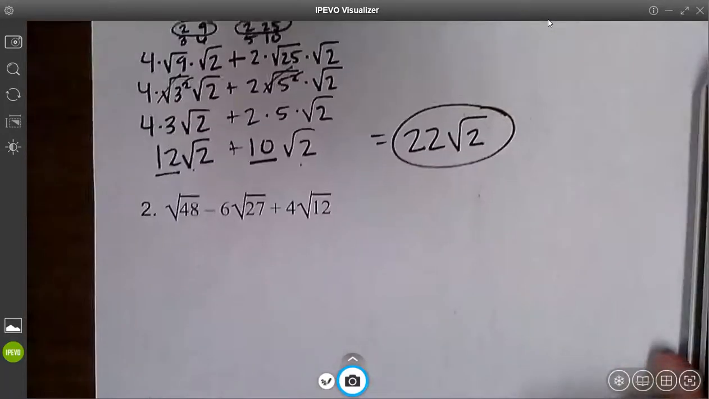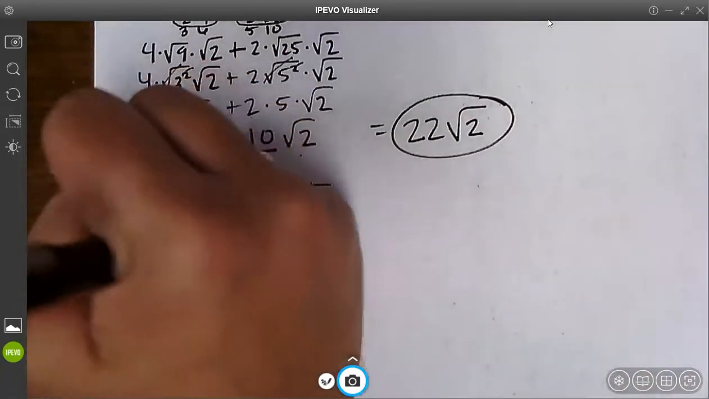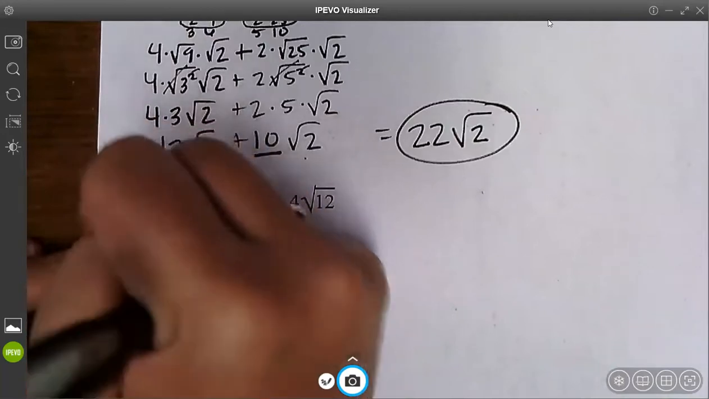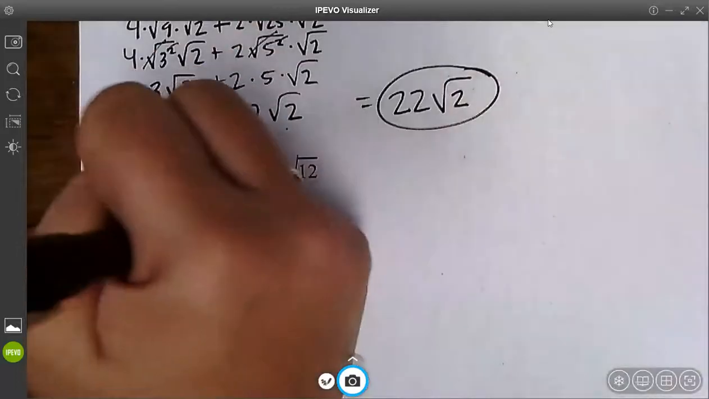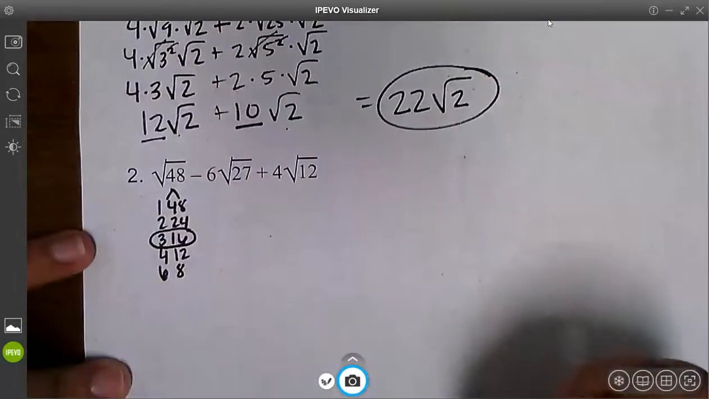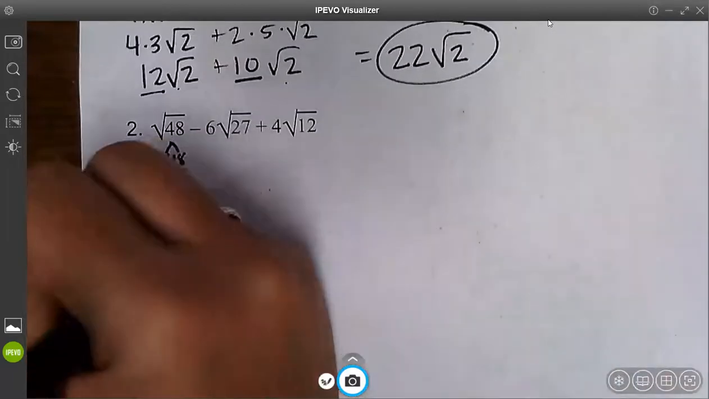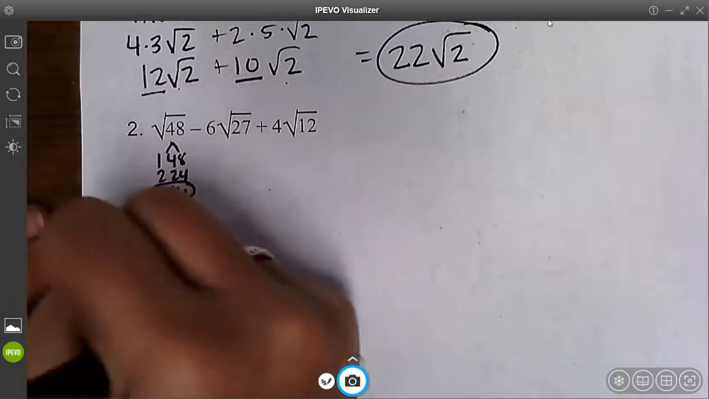And then the last one, I need to start with simplifying my radicals. 48, 1 and 48, 2 and 24, 3 and 16, 4 and 12, 6 and 8, 3 and 16. 16 is my biggest perfect square factor. I have the square root of 16 times the square root of 3. 16 is 4 squared. Square root squareds cancel. I have 4 root 3.